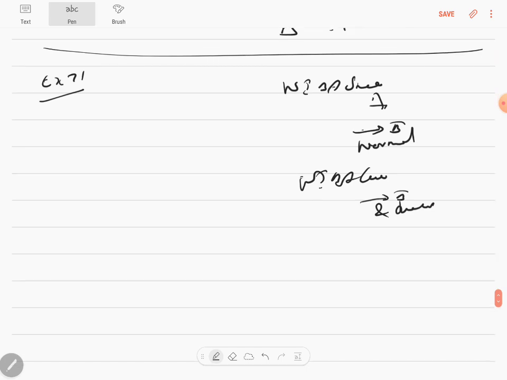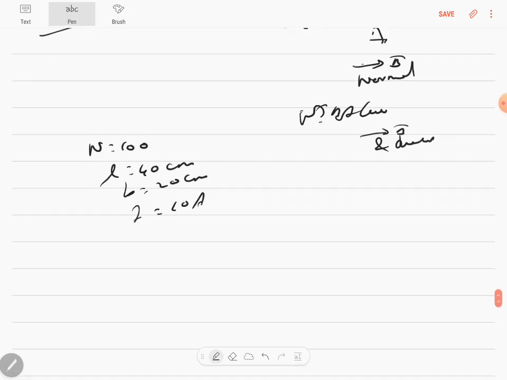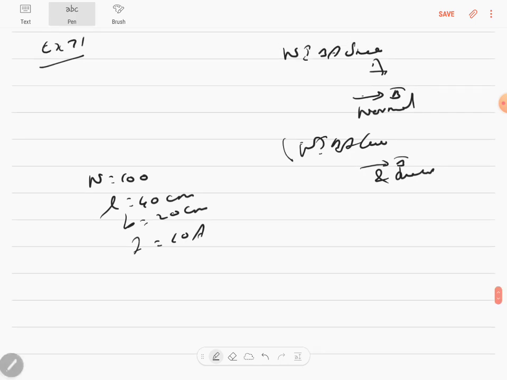Calculate the torque on a 100 turn, so N is equal to 100, rectangular coil of length 40 centimeter and breadth 20 centimeter, carrying a current of 10 amps, when the coil makes an angle 60 degree with a magnetic field. Coil making an angle means I have to use only cos theta, not sin theta. You agree with me? Yeah, it makes an angle.